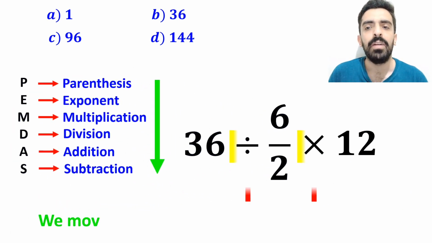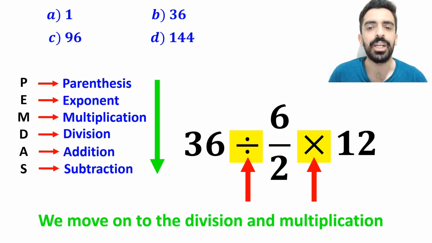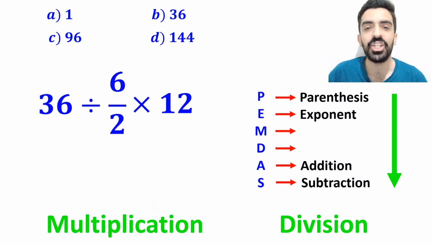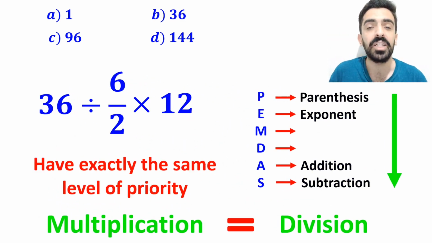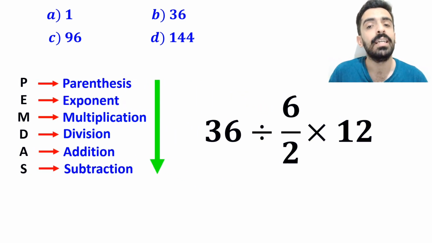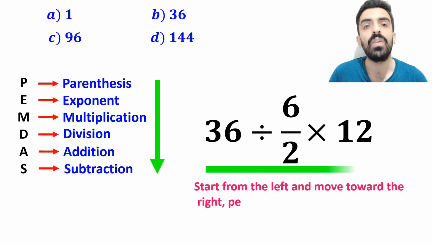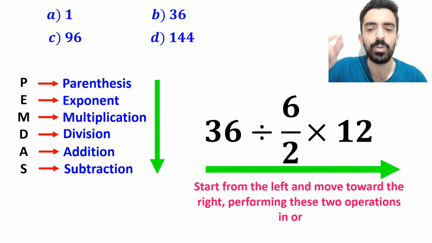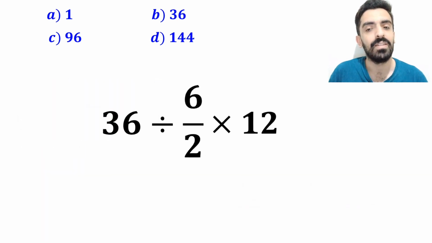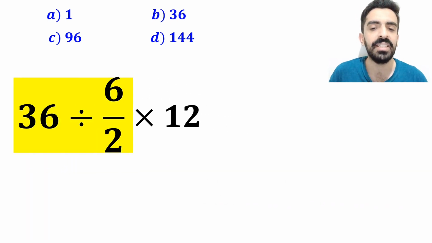In the next step, we need to move on to the division and multiplication. However, it's very important to note that multiplication and division have exactly the same level of priority in the PEMDAS rule. In this situation, the best approach is to start from the left and move toward the right, performing these two operations in order. So, we start with the expression 36 divided by 6 over 2.